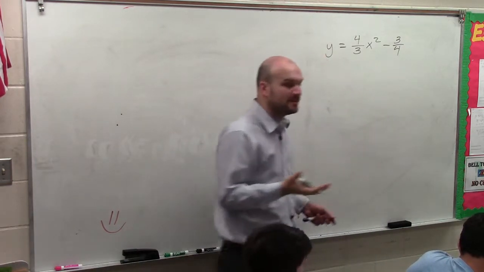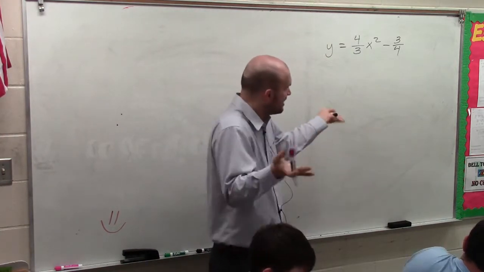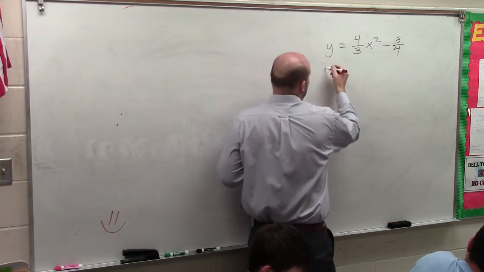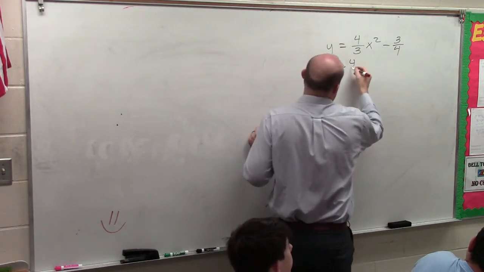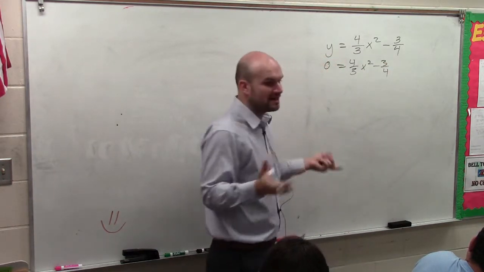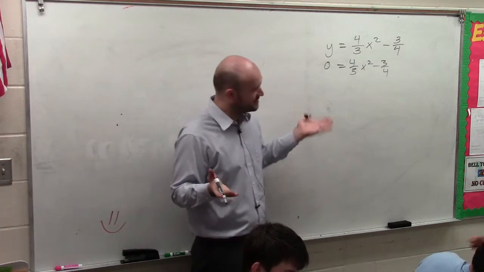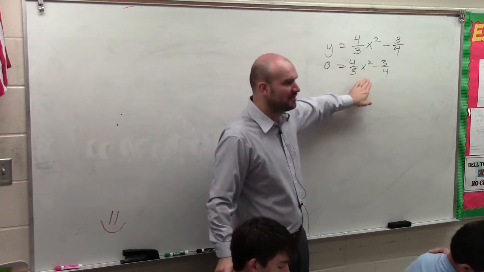So the first step that we talked about when doing these problems was to set our y equal to 0, right? Because we're trying to find the zeros of this. So we're going to set that equal to 0. And then we have 4/3 x squared minus 3/4. Now, just because they're fractions, ladies and gentlemen, doesn't mean everything has to be so complicated. We just need to solve for x squared. We need to get the x squared by itself.